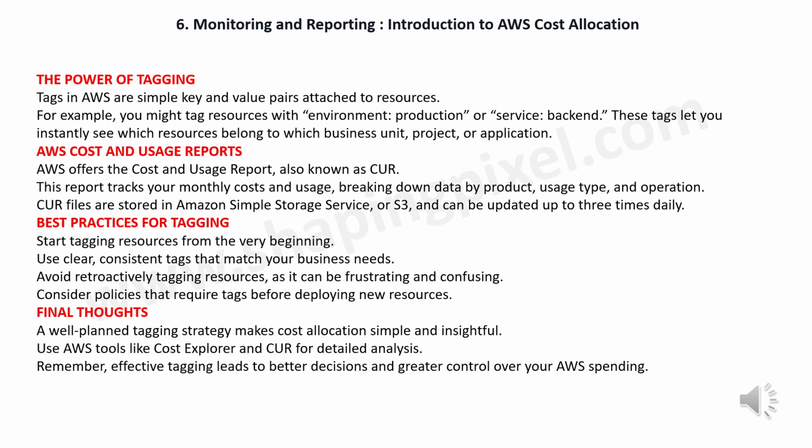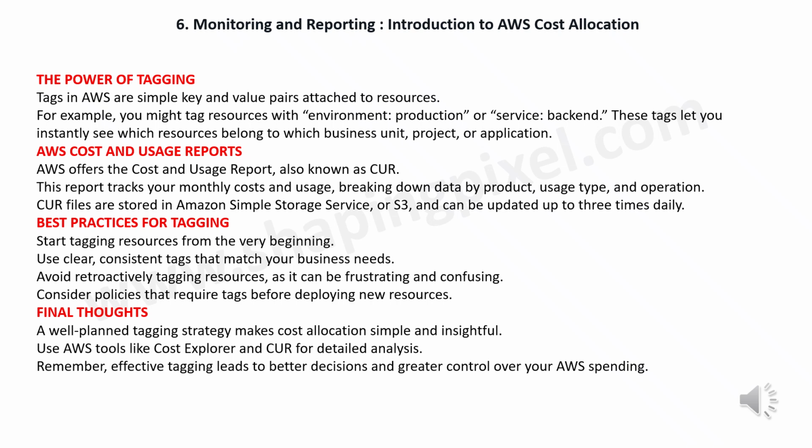Understanding where your cloud budget goes is crucial. In Amazon Web Services, or AWS, cost allocation strategies help you track spending by resource and service. The key to this visibility? Tagging every resource in your cloud environment. Tags in AWS are simple key and value pairs attached to resources. For example, you might tag resources with environment: production, or service: backend. These tags let you instantly see which resources belong to which business unit, project, or application.